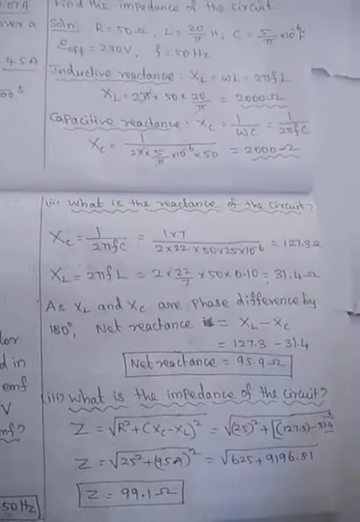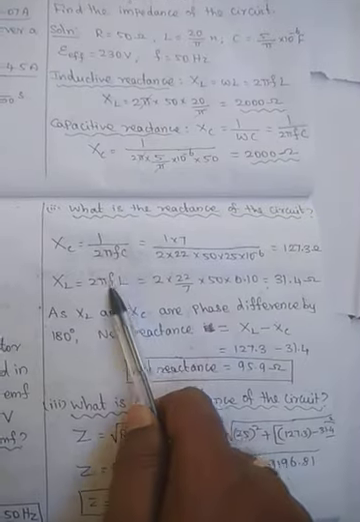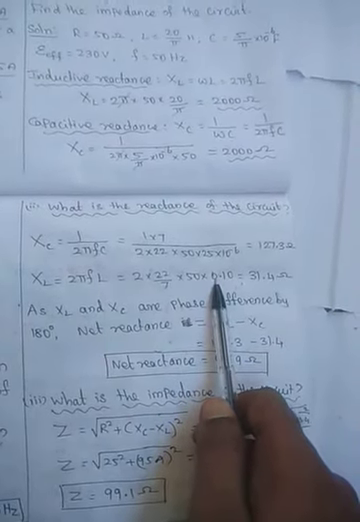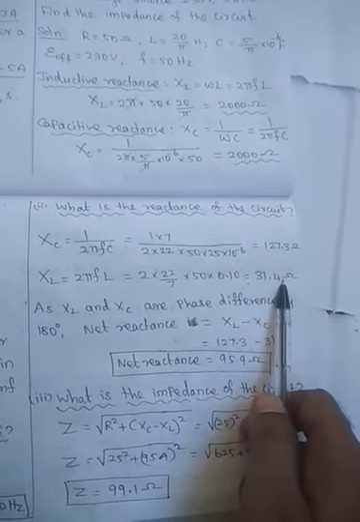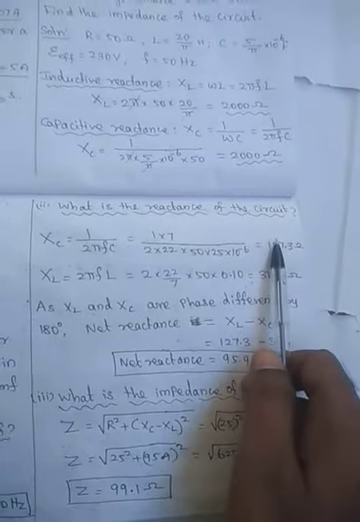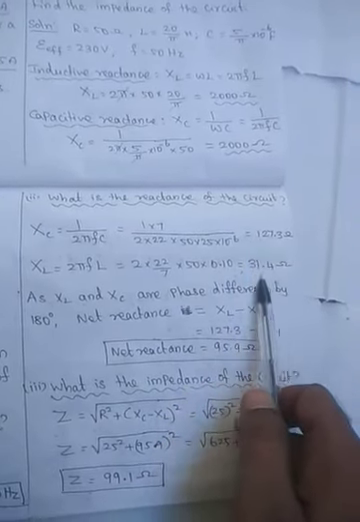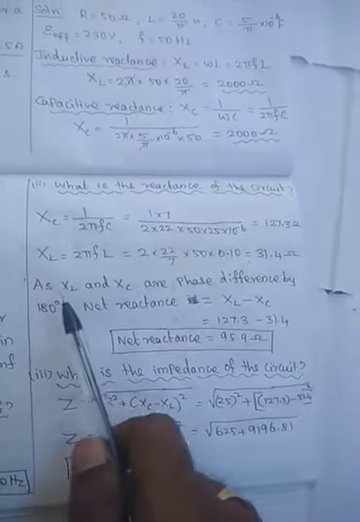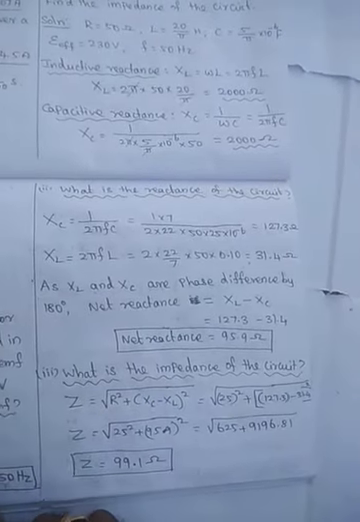Then the inductive reactance value is 2 pi fL. Substituting f value as 50 hertz and L value as given in the question, 0.10, we get an answer of 31.4 ohm. So it is very clear that the capacitive reactance is greater than the inductive reactance. So this circuit is purely capacitive, as XL and XC are in phase difference by 180 degree.